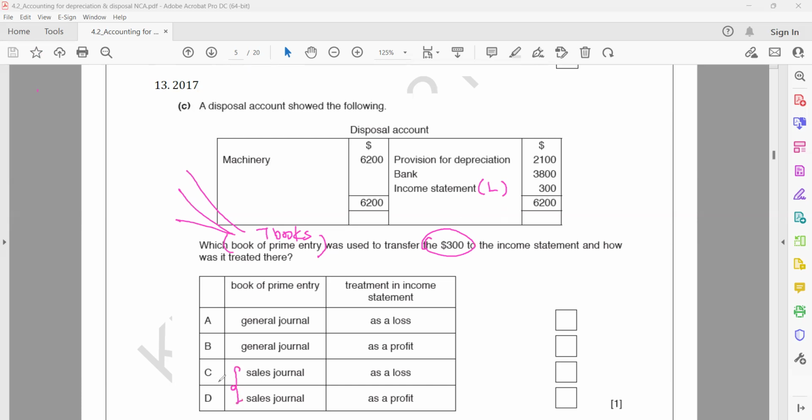Sales journal is to record the credit sales. List of the credit sales in a month. General journal as a loss. Yes, correct. General journal as a loss. Credit is a loss. Debit is a profit.